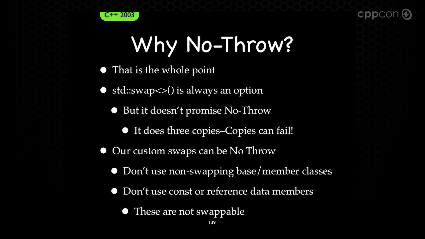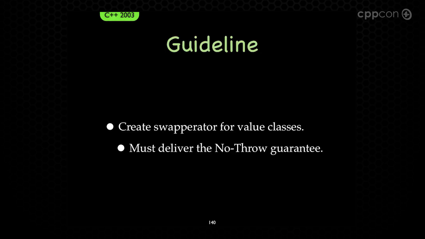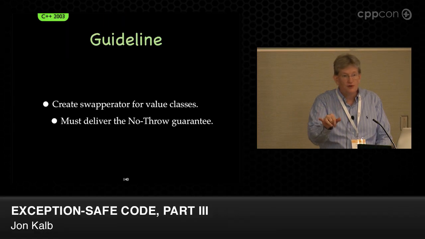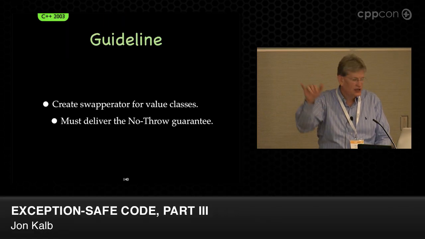Why no throw? Well, that's really the whole point, and I'm going to show you how powerful it is that you can do swapping without throwing. So our guideline is create swap for value classes, and they must deliver the no-throw guarantee. And I word it that way because we don't actually declare them no-throw. We just deliver the no-throw guarantee. There should be a comment. You say this doesn't throw.